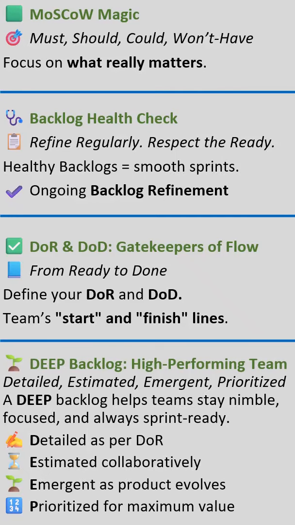Now, this is a summary of what we have discussed: we prioritize the product backlog using the MoSCoW technique, and we maintain a good backlog health check by using regular, consistent refinements, and also ensuring that we have a definition of ready and a definition of done in place, because they both work as the team's start and finish line. And also, the product backlog's DEEP properties are used to understand whether the backlog is detailed, estimated, emergent, and prioritized.